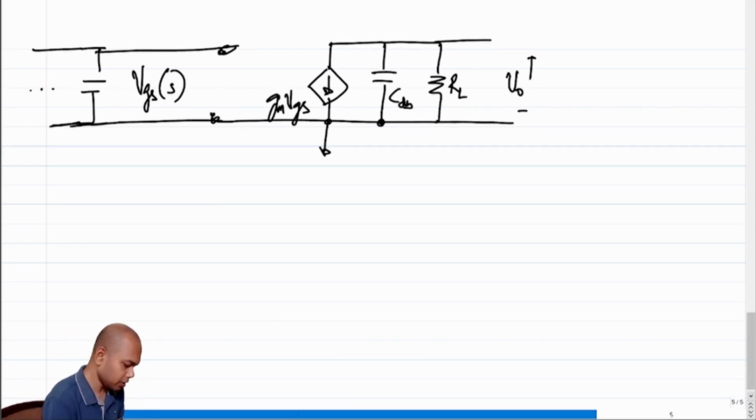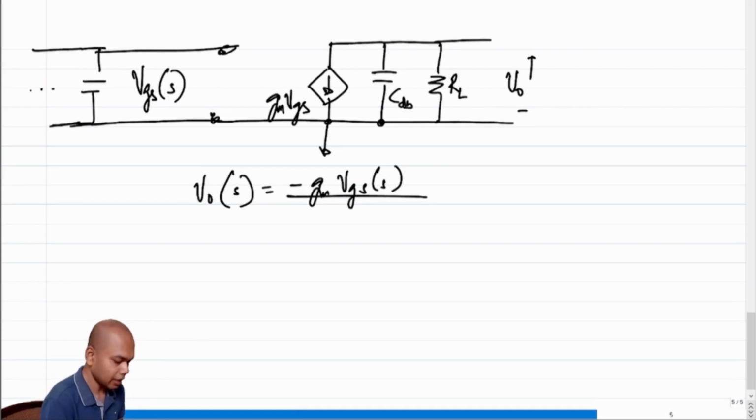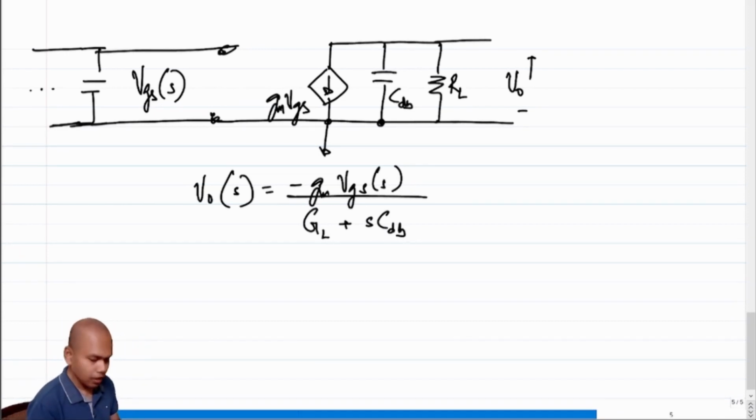Okay, so if we use the same framework as earlier, right, what should we see? We should basically say that V naught of S will be Gm VGS of S. This is the current, minus of that, divided by the conductance at the output, and the conductance is GL plus SCdb. Right? Okay.